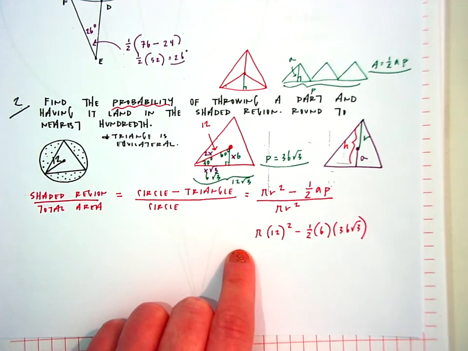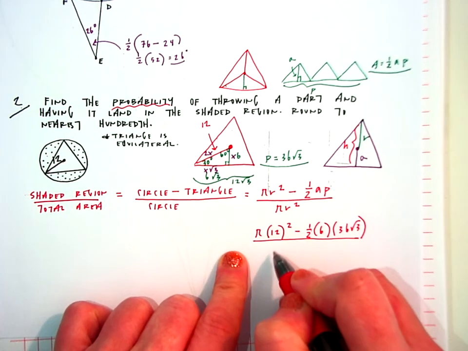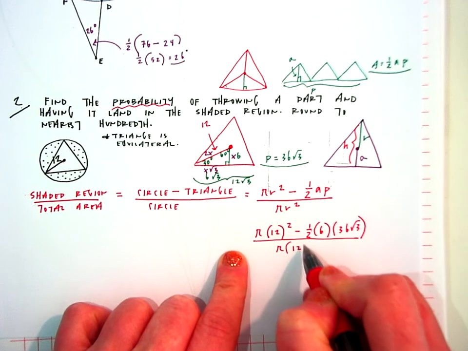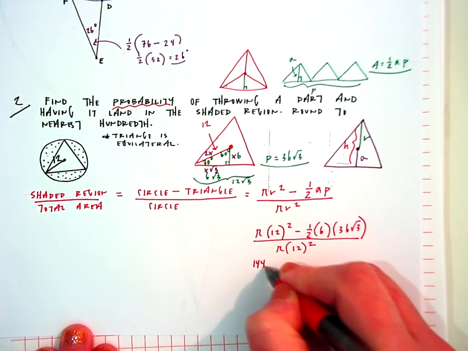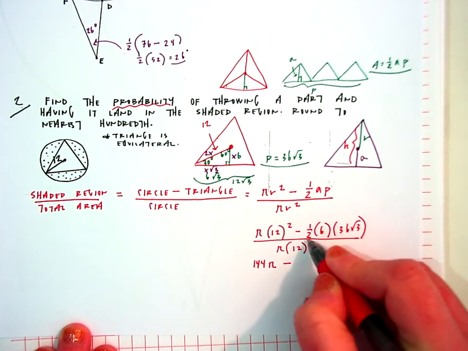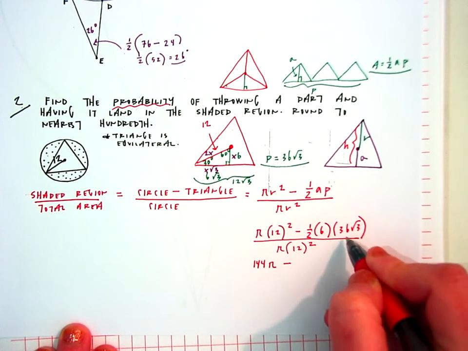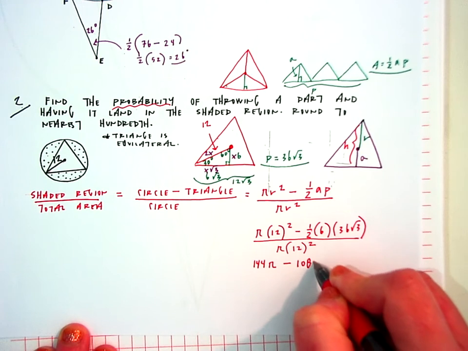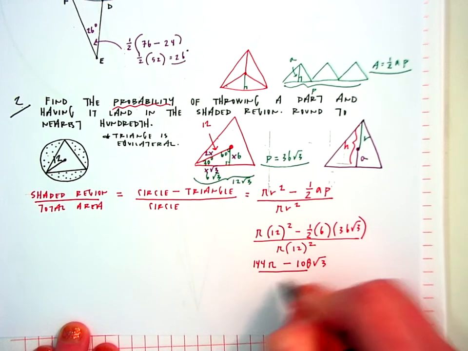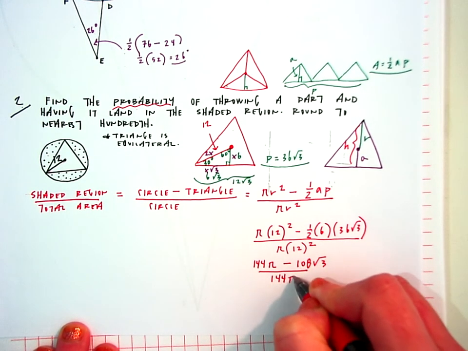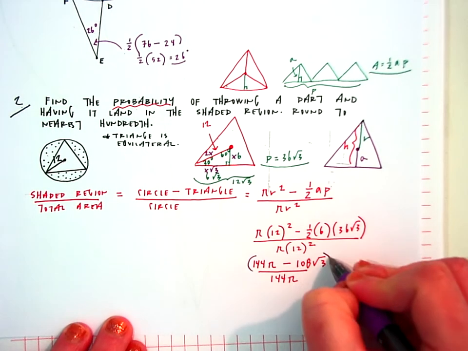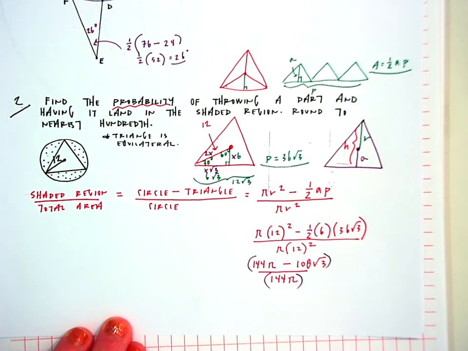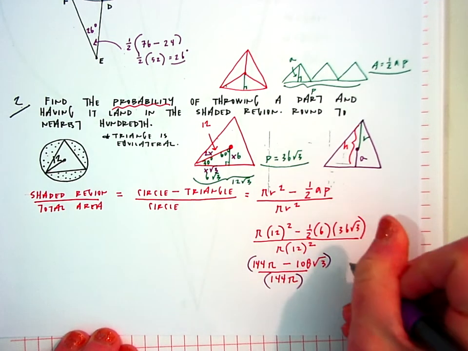So here now I'm dividing by the full circle, so pi times 12 squared. When I clean this up, I now have 144 pi, take away 1/2 of 6, that's 3, times 36, and I'm at 108 times the square root of 3, all divided by 144 pi. All right, so I could plug this into the calculator. What I have to be really conscious of, though, is my order of operations, so I need parentheses. One other thing that I could do is reduce it.